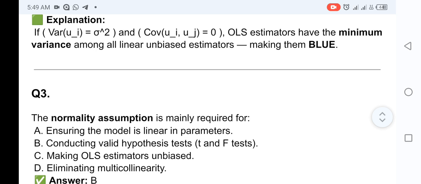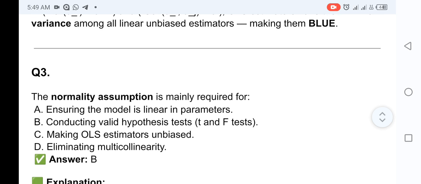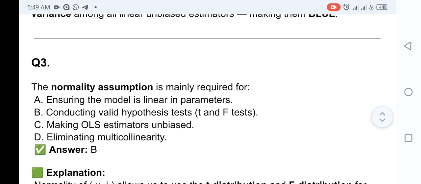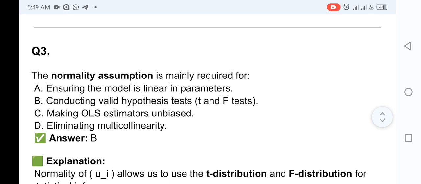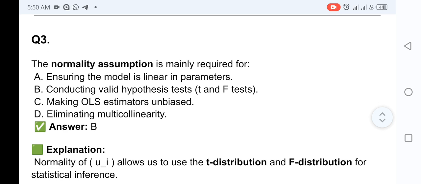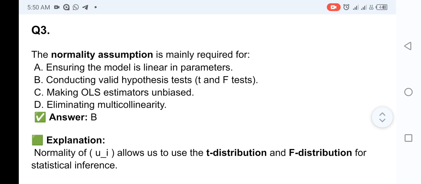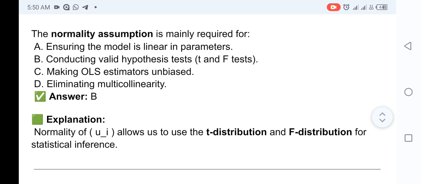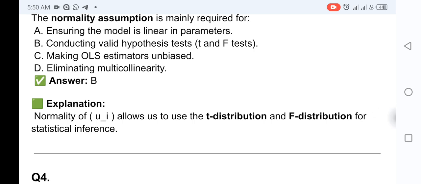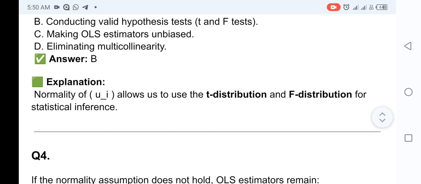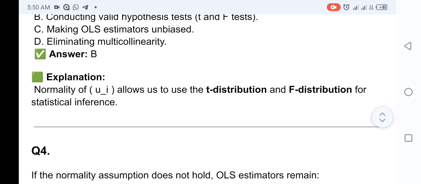Q3. The normality assumption is mainly required for A. Ensuring the model is linear in parameters. B. Conducting valid hypothesis tests, t and F tests. C. Making OLS estimators unbiased. D. Eliminating multicollinearity. Answer: B. Explanation: Normality of u_i allows us to use the t distribution and F distribution for statistical inference.